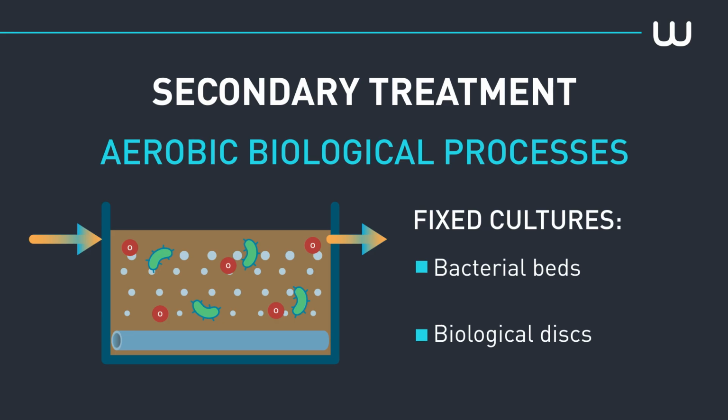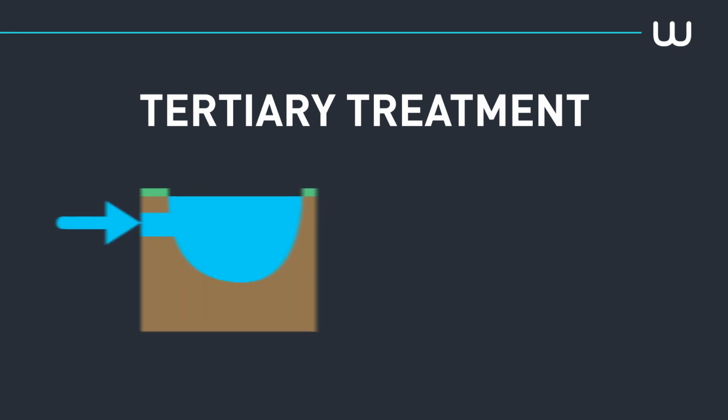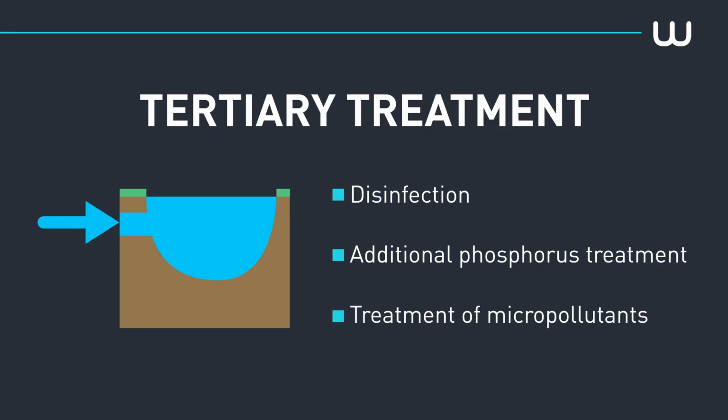Lastly, tertiary treatment is optional and carried out after secondary treatment. This may concern disinfection and additional phosphorus treatment or treatment of micropollutants. This is the final touch to the treatment process before returning the water back to the natural environment.